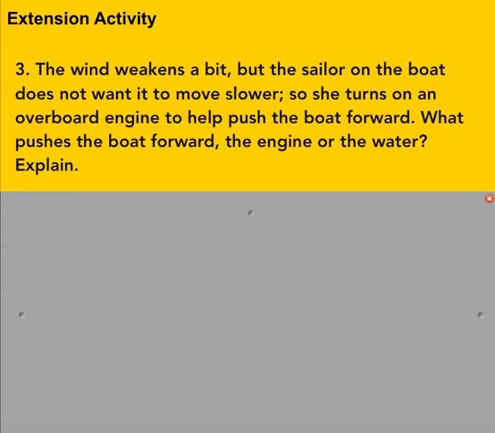Explain. So with this one, let's go back to the air-powered car. Remember the car with the fan on top and the flying balloon. So they're all related. So what's going to push the boat forward, the engine or the water? Explain. Go ahead, pause the video and wait until you're ready for the next question.